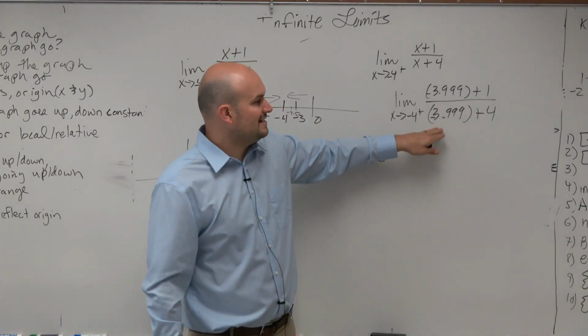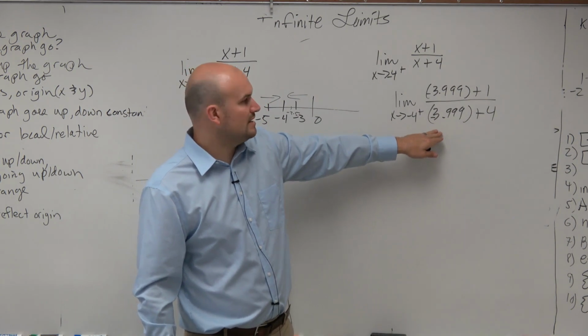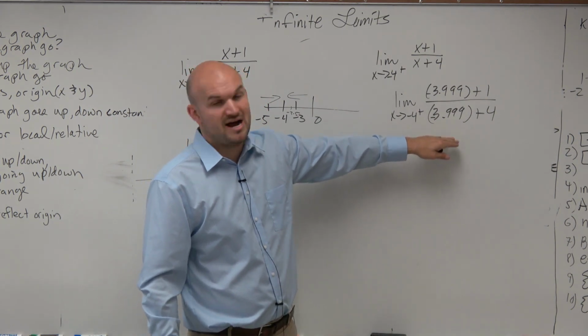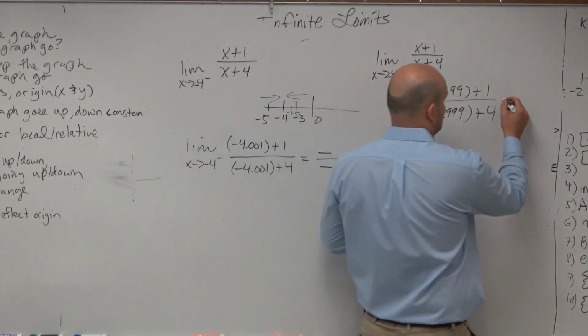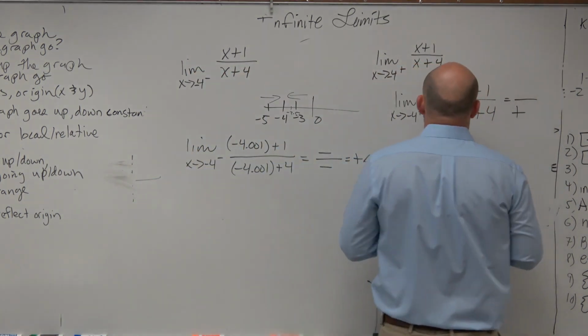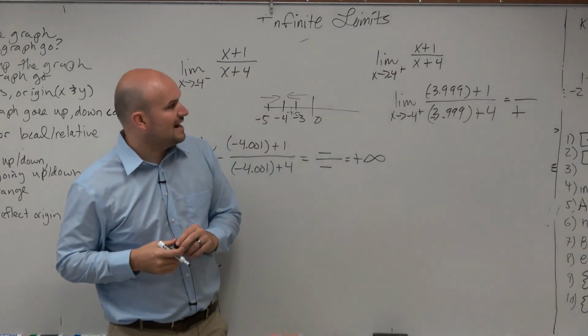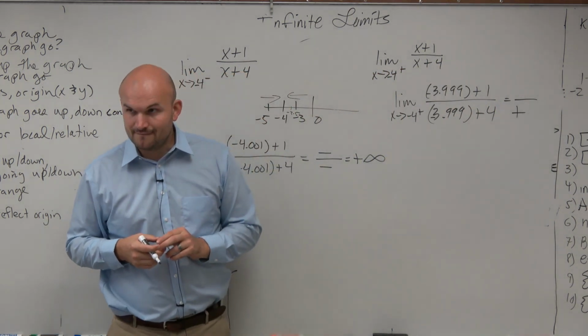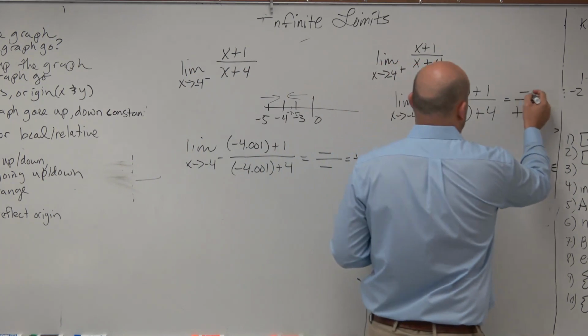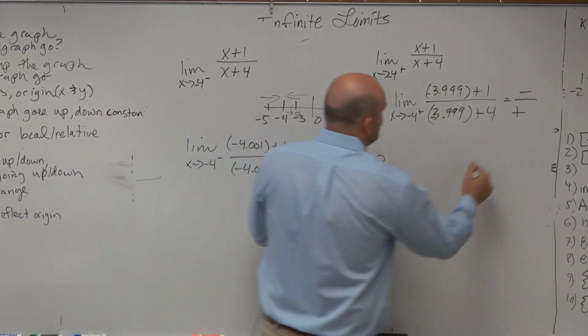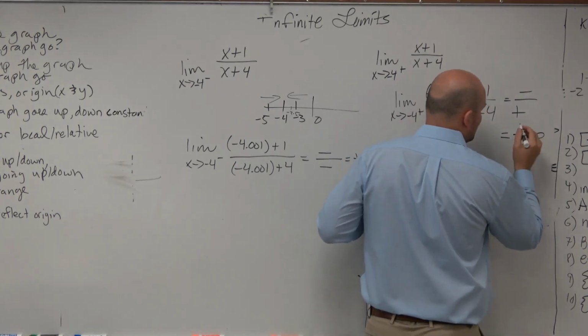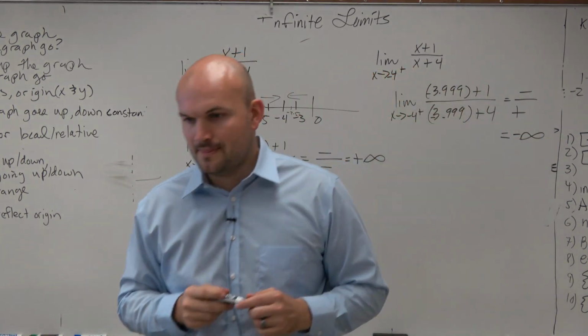So if you add -3.9999 to 4, you're going to get a positive or a negative value? Positive. And then if you have -3.999 plus 1, what are you going to get? Negative. Guys, a negative divided by positive is negative. So therefore, it's going to go to negative infinity. OK?